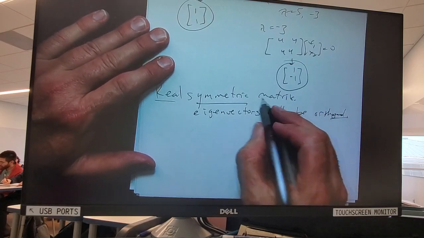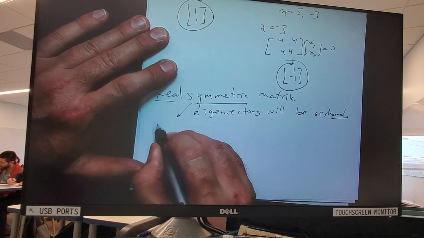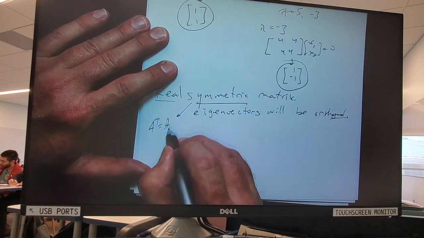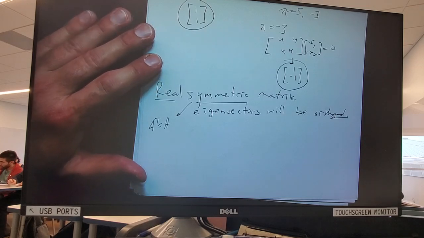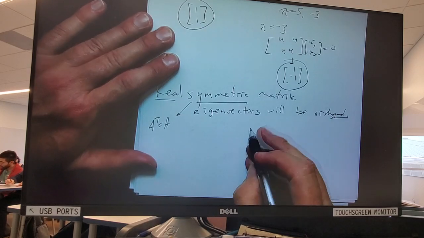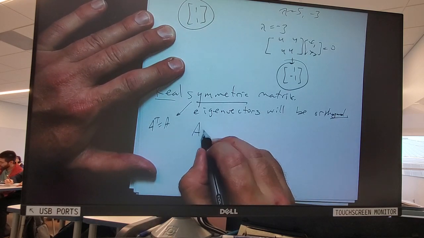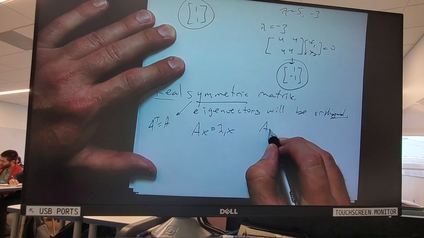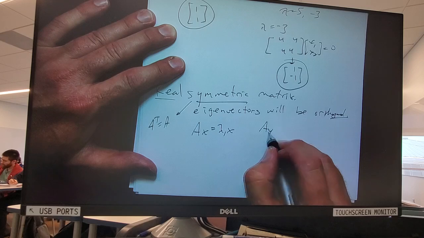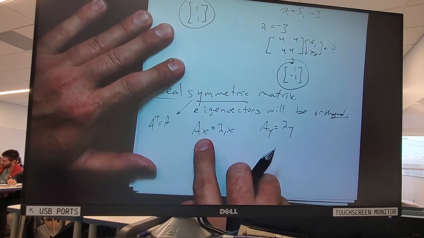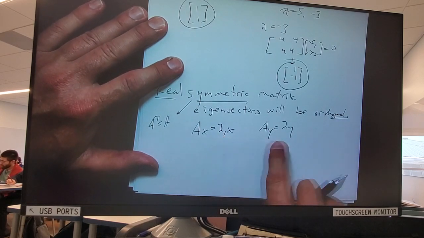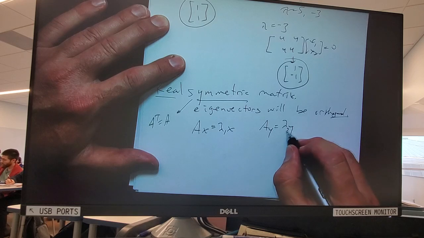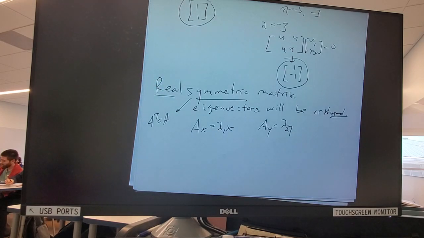So if I know it's real symmetric, what do I automatically know about it? I know that A transpose is A, correct? Okay. And let's say that AX equals lambda 1 X and AY equals lambda 2 Y. So X is the eigenvector with lambda 1 and Y is the eigenvector with lambda 2. You guys kind of with me? And I'm going to assume that lambda 1 is not equal to lambda 2.